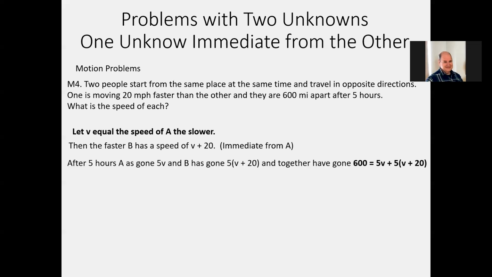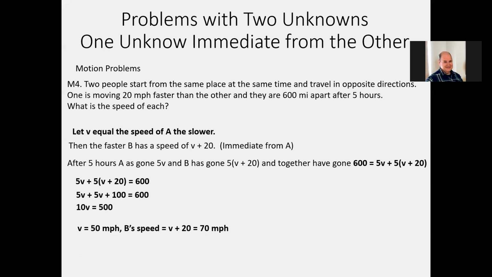They've traveled for 5 hours. So in 5 hours, A has gone 5V, and B has gone 5 times his speed, V plus 20. That's time times velocity. Time is 5, times speed. Those are the two distances. We're told those distances together make up 600 miles. And so there's our equation. Simplifying and solving, the slow velocity is 50 and the other guy is 20 miles per hour faster, which would be 70. Question.